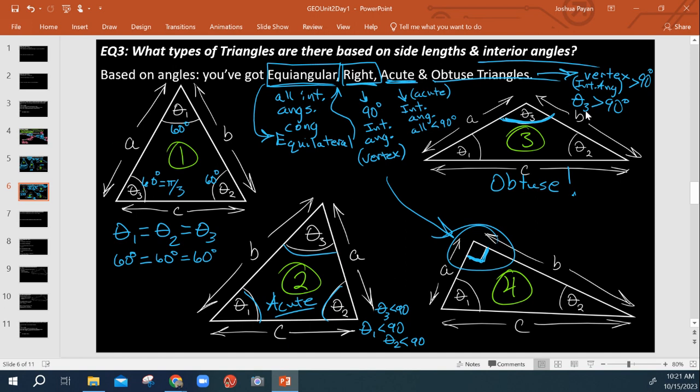Okay, so that does it for this video. These were the types of triangles based either on the side lengths or the interior angles.